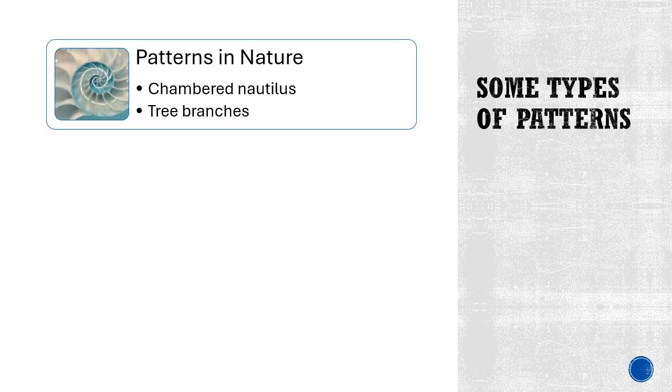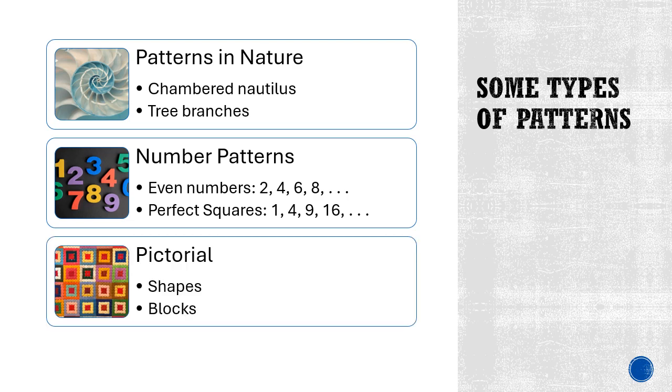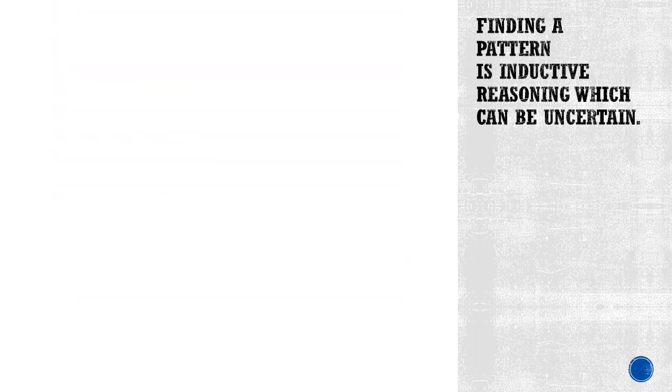So there are patterns in nature, including divisions and spiral in a chambered nautilus shell, like the one shown, or in the branching of a tree. There are number patterns, including things like even numbers and perfect squares. And patterns can also be pictorial with shapes or blocks. Finding a pattern is inductive reasoning, which can be uncertain, as we discussed in our last section.